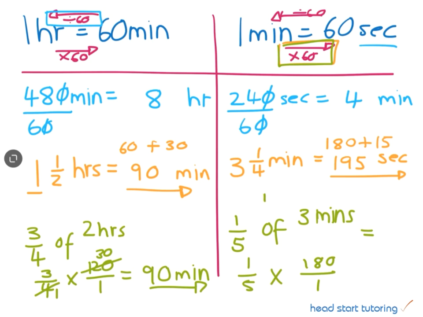I need to work out how many times 5 fits into 180. So 5 fits into 18 3 times, remainder 3, and 5 fits into 30 6 times. So I end up with an answer of 36 there, and 1 there, because 5 into 5 goes once, and 5 into 180 goes 36 times, and 1 times 36 is 36. So 1/5 of 3 minutes is equal to 36 seconds.